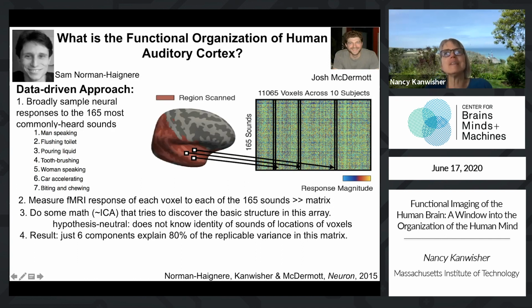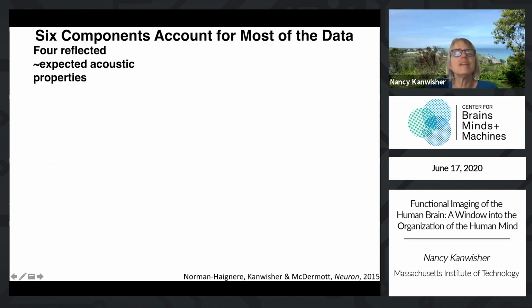And that doesn't mean there are only 6 kinds of neurons in auditory cortex. In part, it's a statement about how impoverished functional MRI is. But it's pretty cool. The data are just telling us there's basic structure. And so now we can say, what are those components? And to find out, what we can do is we can stick the labels back on and look at them.